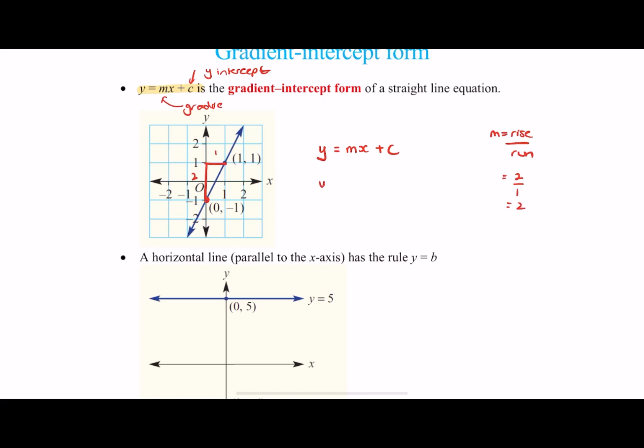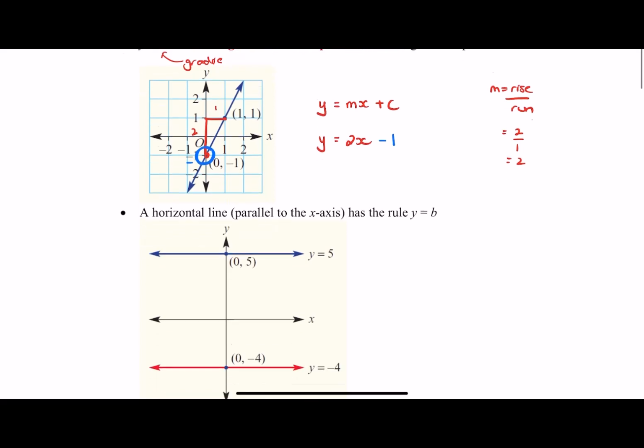So my equation of the line is y equals 2x. C is my y-intercept. Here is where the graph is cutting the y-axis, which is at -1. So minus 1. Y equals 2x minus 1 is a gradient intercept form of a straight line. We also have a couple of special ones.